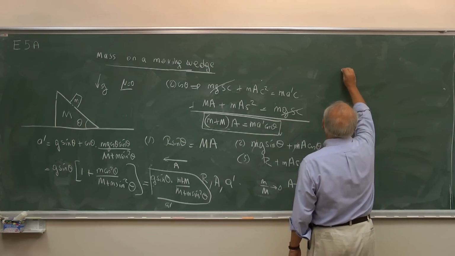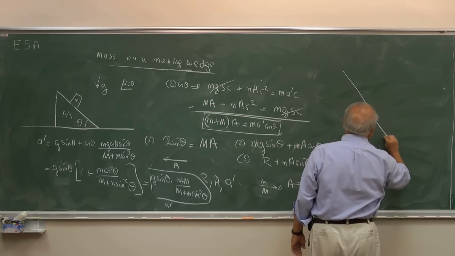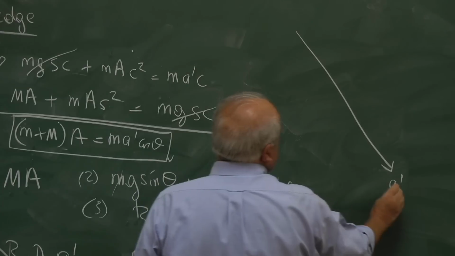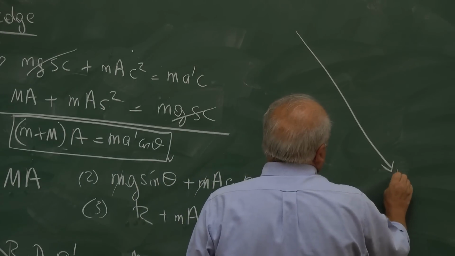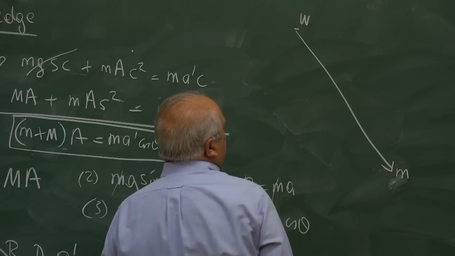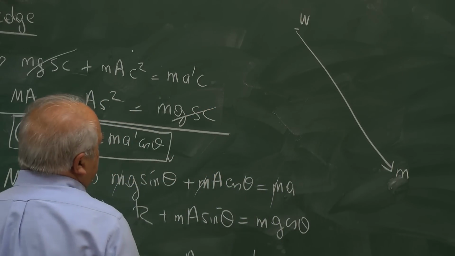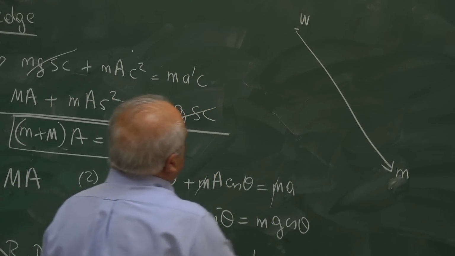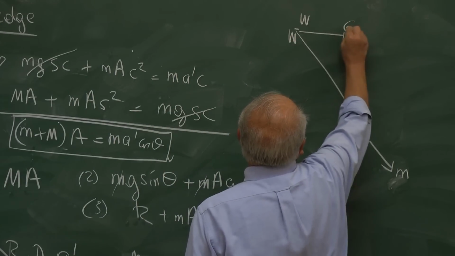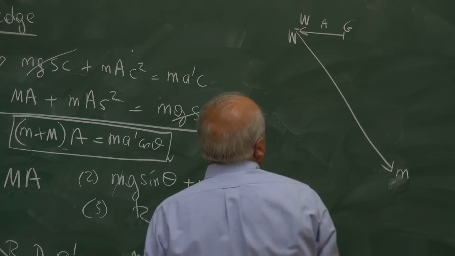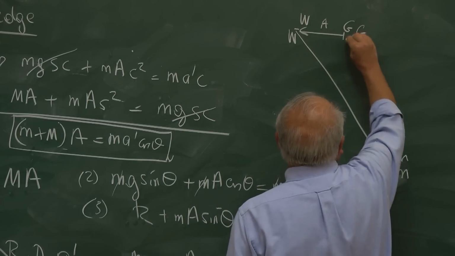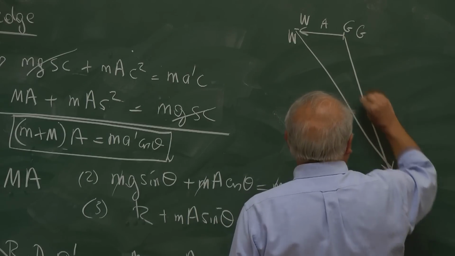So here is A prime. This is mass m with respect to wedge. This is the acceleration of m with respect to wedge. So this is wedge with respect to ground. It is going with A. Okay. So the mass accelerates with respect to ground with A.